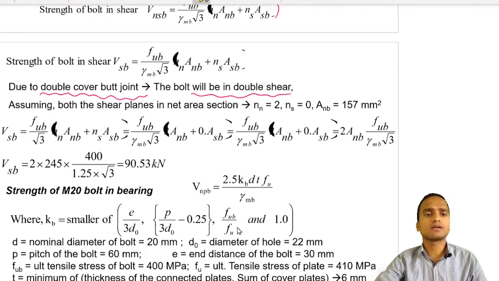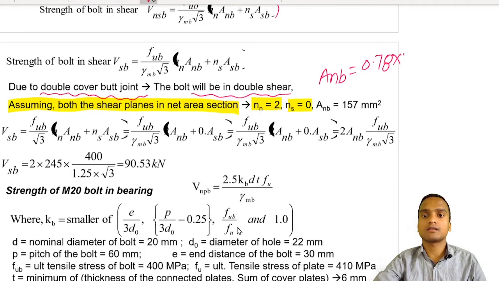Here in this case, we are assuming that both the shear planes are lying in the net area section or the threaded section. So we can put Nn equal to 2, and then correspondingly we have to put Ns equal to 0, and the net area of one bolt is calculated as 157 millimeter square. Now how is it calculated? Anb will be equal to 0.78 times pi d square by 4, and here d is equal to 20 mm.